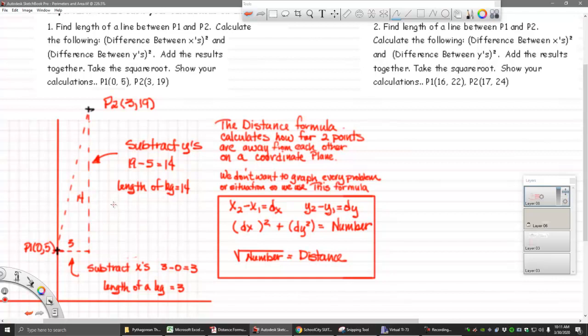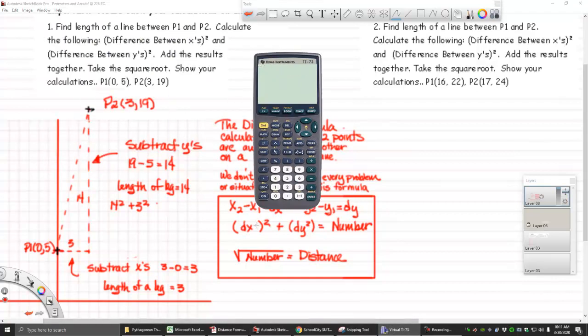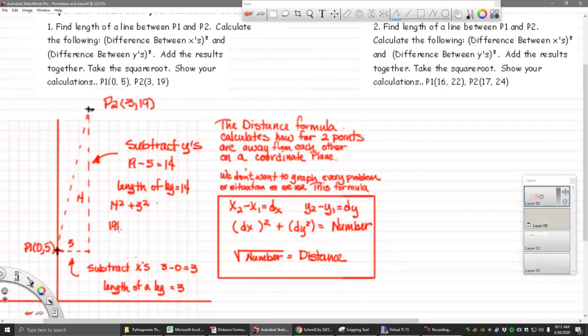Okay, so I can take 14 squared plus 3 squared, and I want this done just a little bit different way. Let me go over that here right now. So we'll have 14 squared, 196, and then we know that 3 squared is 9, and when I add those two together I get 205.